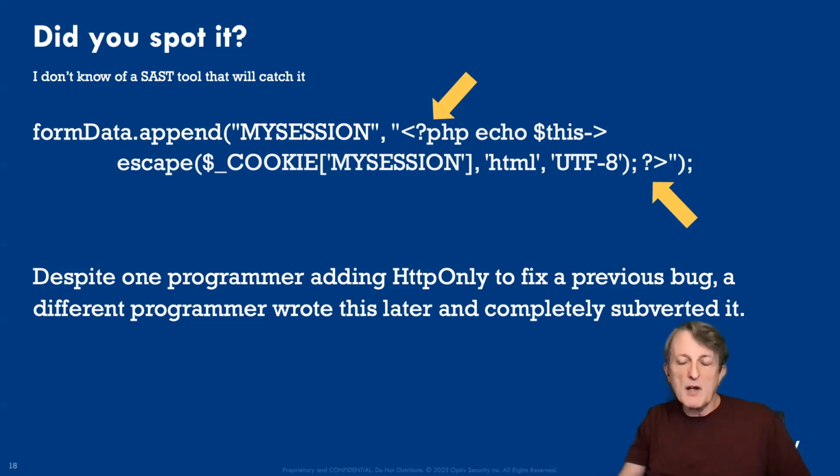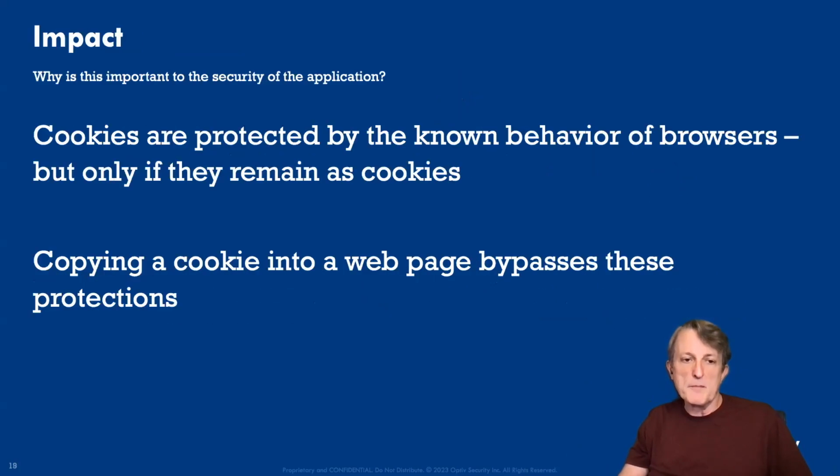So when this form gets pushed up to the server, lo and behold, the cookie's being sent back, not just in the cookie, but also in the form. The problem with this, of course, is this completely subverts the HTTP only protection, because now the cookie is sitting in the form, or it's sitting in a web page, which means that if we could get a cross-site scripting vulnerability against that web page, we could obtain the cookie even though it's set to HTTP only. So one programmer had completely subverted an important security-related fix that had been done by a different programmer.